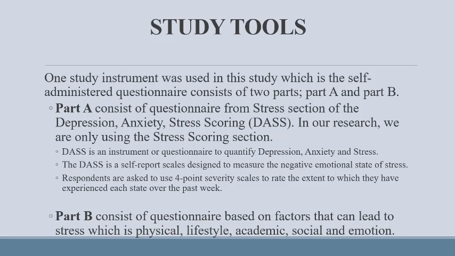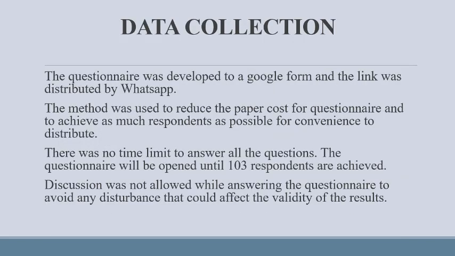Part B consists of a questionnaire based on factors that can lead to stress, which are physical, lifestyle, academic, social and emotion. For data collection, the questionnaire was developed through Google Form and the link was distributed by WhatsApp. The method was used to reduce the paper cost for the questionnaire and to reach as many respondents as possible, for convenience of distribution. There was no time limit to answer all the questions. The questionnaire would be open until 103 respondents were achieved. Discussion was not allowed while answering the questionnaire to avoid any disturbance that could affect the validity of the results.